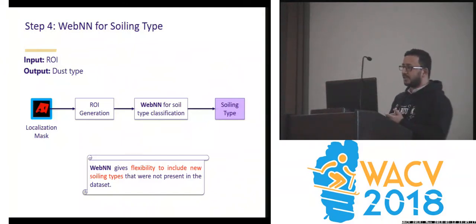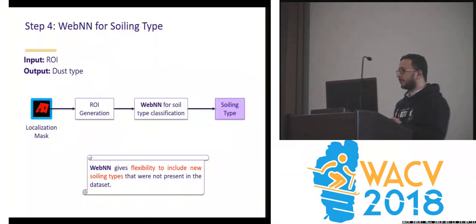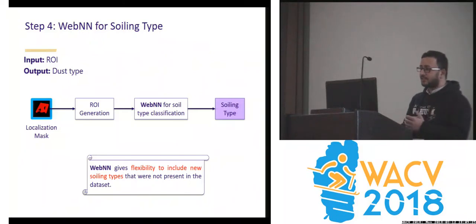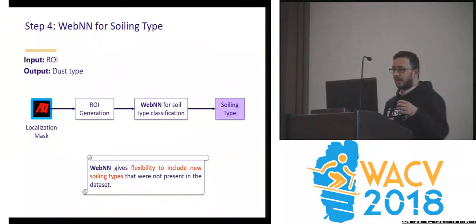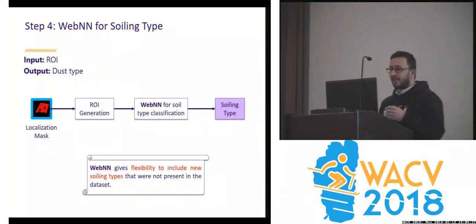Now, our fourth step is identifying the material type. We use the web images to identify the type of the soil. We trained a small neural network with those images. At test time, we take the localization mask, extract the contours from the RGB images, and pass them through the WebNN to identify the soil type. I would like to emphasize that having WebNN as a separate entity adds new flexibility to include new soiling types.